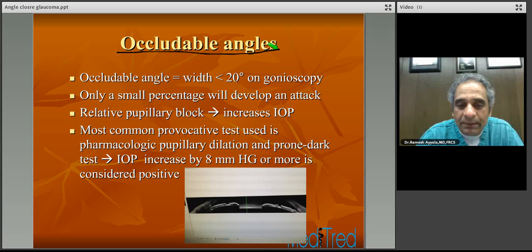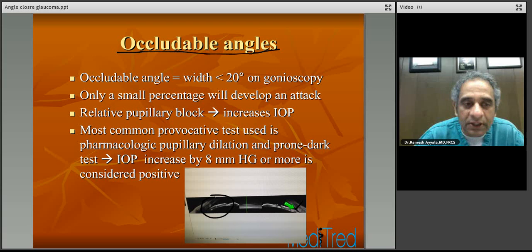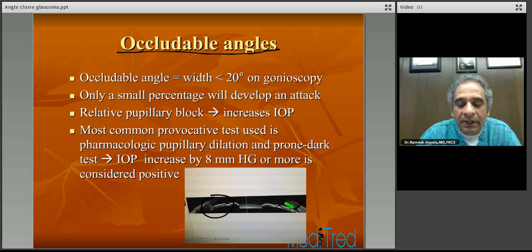Here is an example of a patient with narrow angles on an OCT imaging system. You can see that the angle structure is narrow right here. Only a small percentage of these patients with occludable angles will actually develop an attack of glaucoma. Now, strictly speaking, if the angle is less than 10 degrees, we call that an occludable angle that probably deserves treatment.